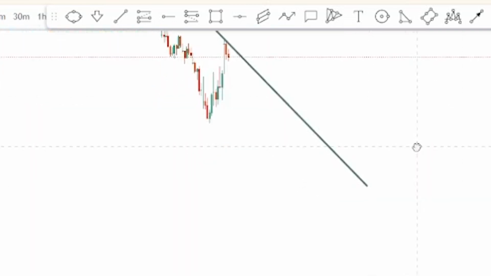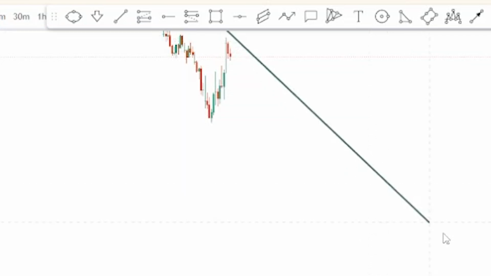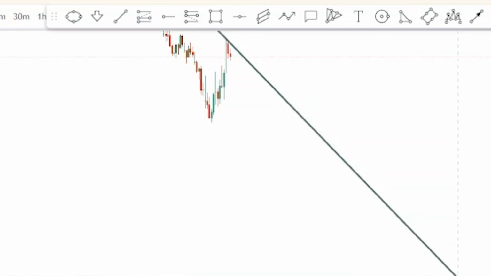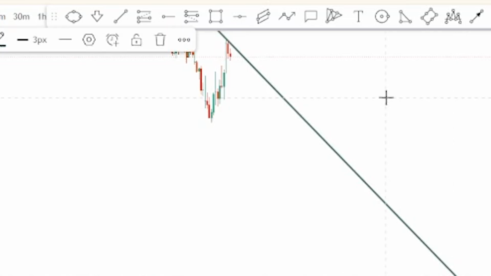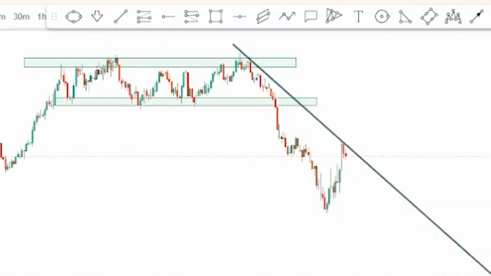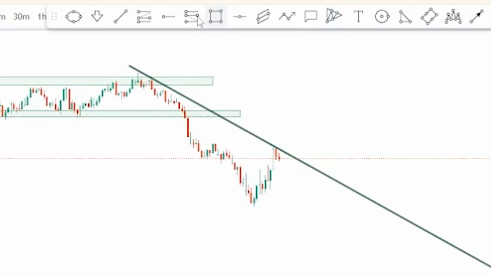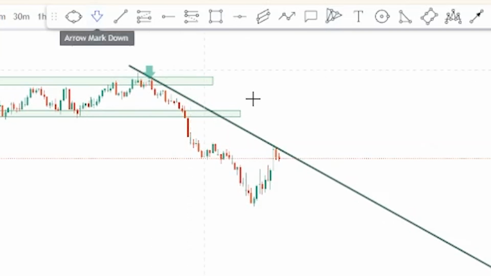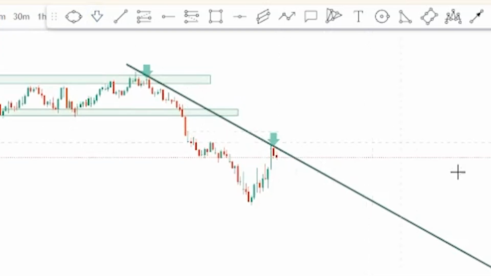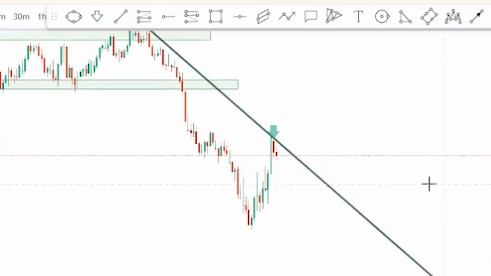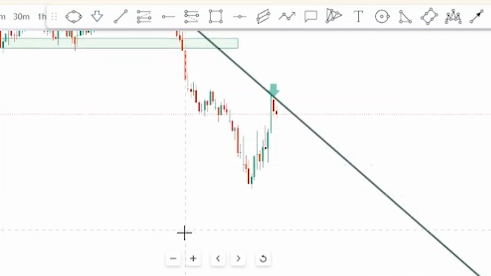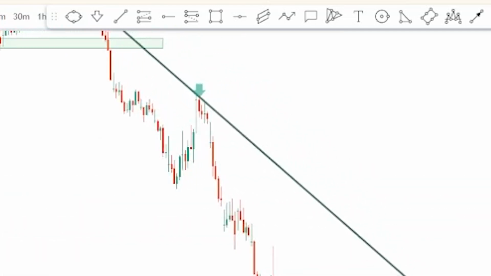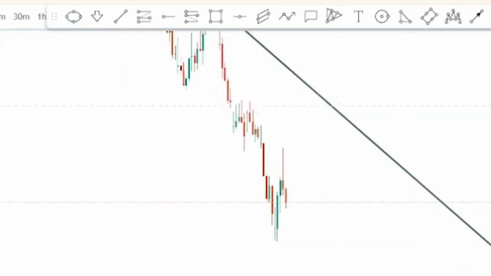I need the market to stay below this trend line. Remember, this trend line acts as a resistance. So I need the market to stay below the trend line to confirm that it is a downtrend continuation. So let's see if the market stays below the trend line. Okay, moving down, still below the trend line. Let's see as we keep moving down.